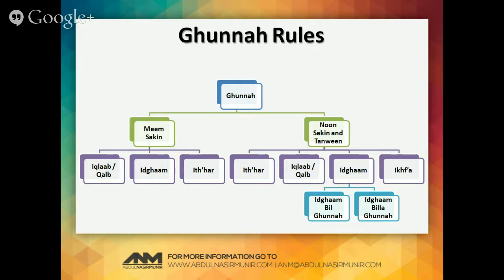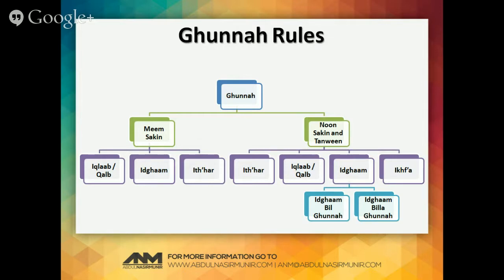Then further in Noon Sakin and Tanween, we have four further rules. Rule number 1, Idhar. Rule number 2, Iqlab or Qalb. Rule number 3, Idgham. Rule number 4, Ikhfa. Now, from these four rules, as you can see on the screen, Idgham has further two rules. Idgham bil Ghunnah and Idgham bila Ghunnah.